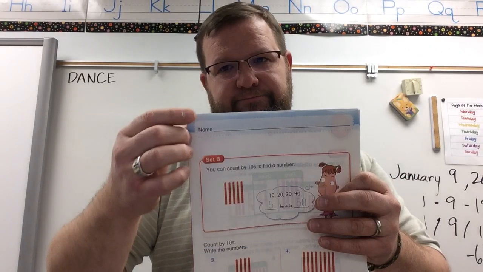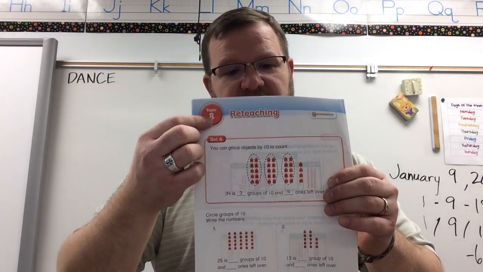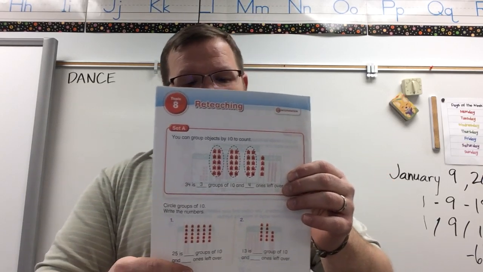So this is one of those crazy papers. Turn it to the side, put the name, flip it back over all the way to this side until you see the big red circle with topic 8 up at the top.